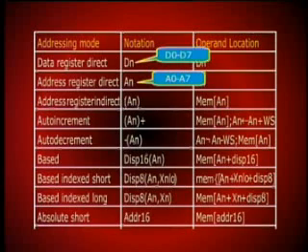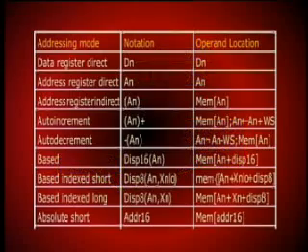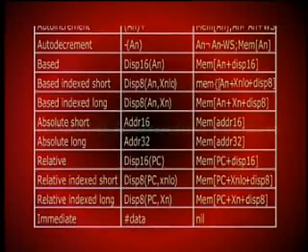For example, if it was 2 bytes, WS would be 2, and if it is 32 bits, WS would be 4. Similarly, we have auto decrement, then we have based, index, short and long. I need not go into the detail of all these addressing modes. You could just have a practice and go through it. These are given in your textbook.